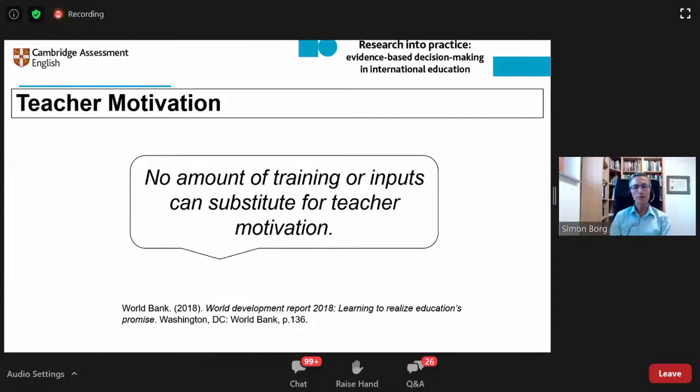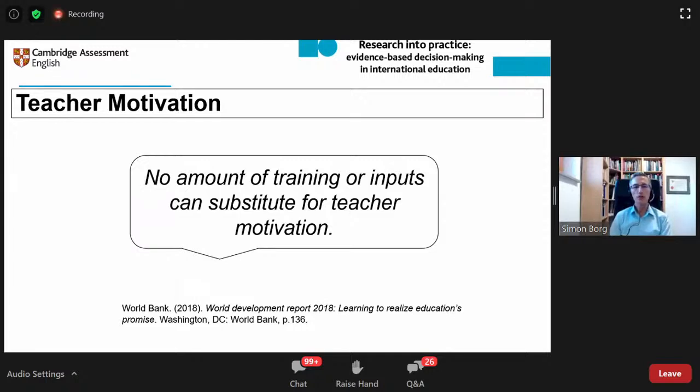Motivation is also important at the stage of professional development when teachers need to apply in the classroom what they're learning from their professional development. We've got a quote here from the World Bank which says that no amount of training or inputs can substitute for teacher motivation. This is a very important point for us to keep in mind. Teachers can take part in professional development, they can acquire new skills and strategies, but the extent to which they actually take them back to the classroom or implement them is going to depend very much on how motivated they are to do so.